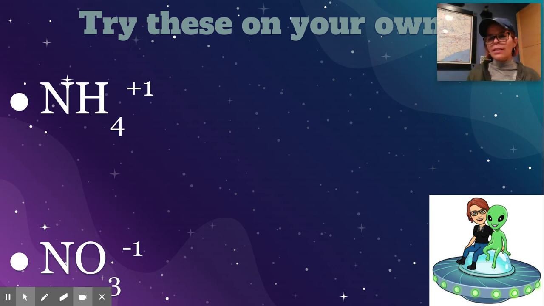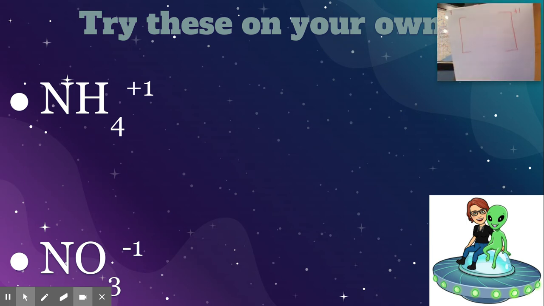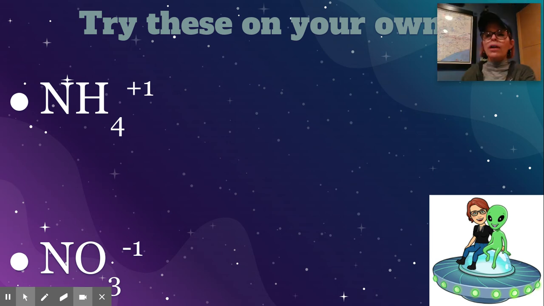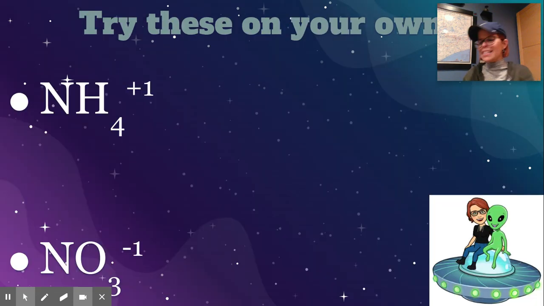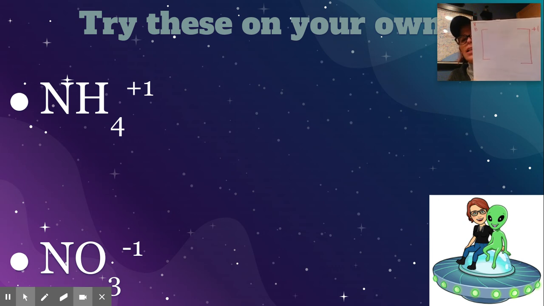All right, so the first thing I'm going to do is count up my valence electrons. Nitrogen has 5 valence electrons, and each hydrogen has 1. So that means that I have 9 valence electrons. However, because it's got a +1 charge, that means that one of the valence electrons has been taken away. Do you see that I crossed off the 9 and I wrote 8? It has 8 valence electrons.